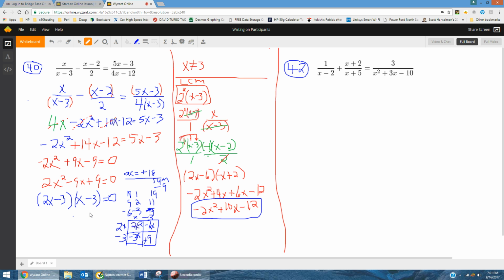And some students are fine with using trial and error to see if this will factor. You can also go to the quadratic formula. But 2x squared minus 6x minus 3x is minus 9x, and minus 3 times minus 3 is plus 9. So 2x minus 3 equals 0. Or x minus 3 equals 0. And here, if I solve for x, I get x equals 3/2. Or x equals 3.